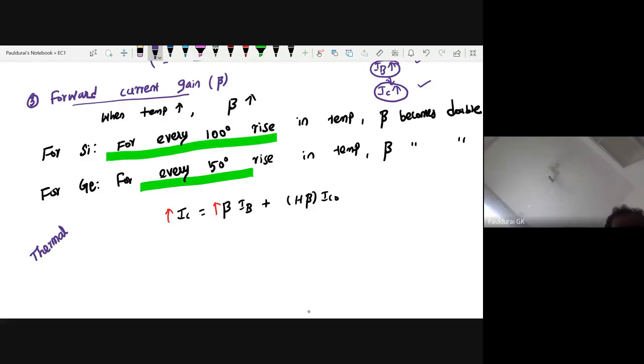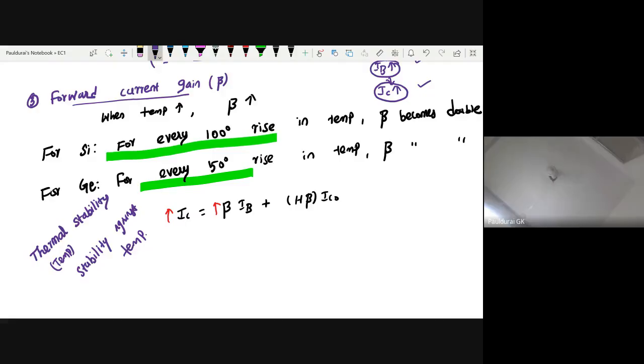What do you mean by thermal stability? The stability against temperature. Thermal means temperature, ma. Okay. So stability against temperature. Who can withstand more temperature? Obviously silicon, because for every 100 degree rise in temperature, the beta becomes double. So this is the expected answer.